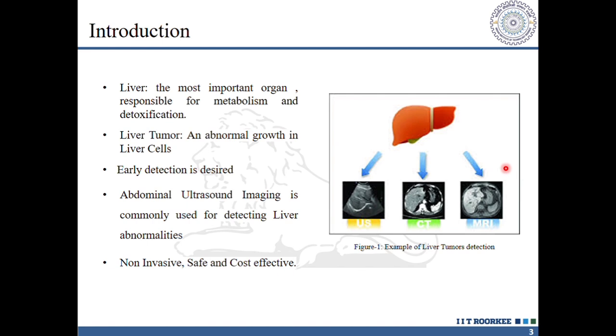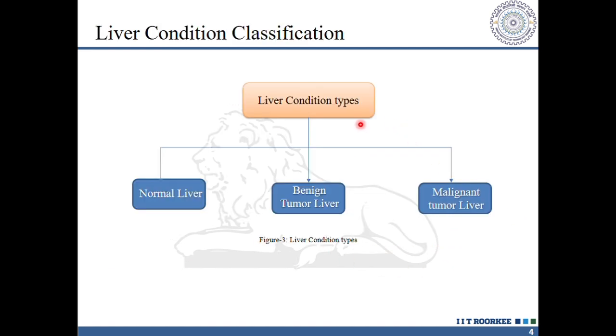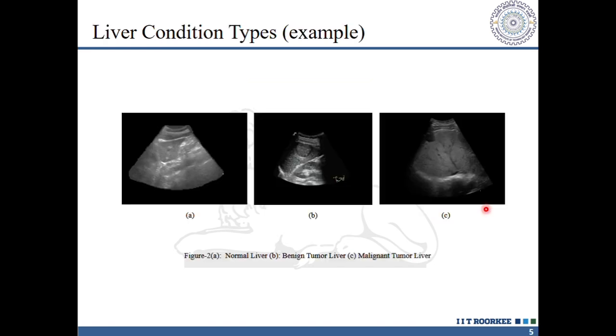These are examples of liver tumor detections. As for liver conditions, the first type of tumor is benign and the second one is malignant. Benign is generally non-cancerous and does not spread to other tissues or body parts, but malignant is very dangerous. It can spread to other tissues or body parts. So for that, early detection is desired.